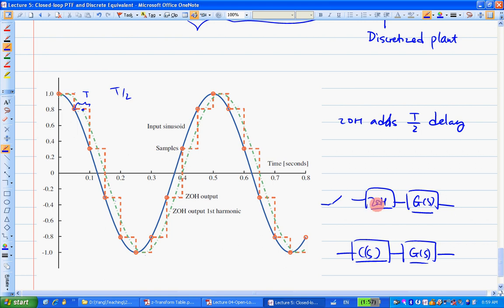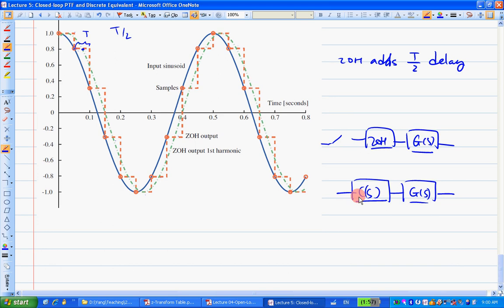However, once you discretize that and introduce the zero order hold, it decreases this phase margin, it introduces the delay. So when you design this continuous controller, if you know that you're going to discretize the C of S into C of Z, then you have to keep in mind the delay that this zero order hold introduces. Am I clear?